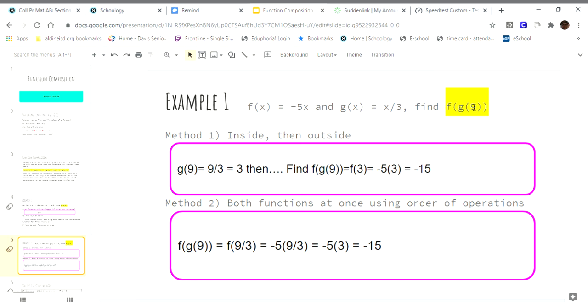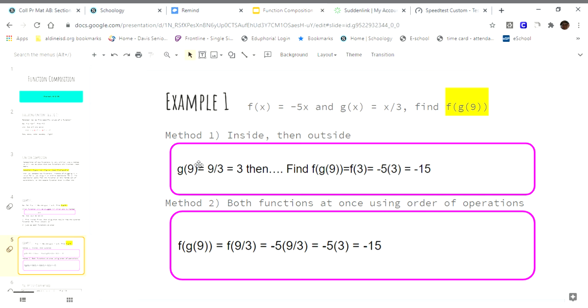So now I'm going to take that value I got for g of 9 and plug it into f. So f of g of 9 would mean that I'm doing f of 3, because remember right here we said, well, g of 9 is 3. So I take that 3 and plug it into f, okay? And then I'm finding f of 3. Well, function f says just take whatever number you're plugging in and multiply it by negative 5. So all I'm really doing is negative 5 times 3, which gives me negative 15.